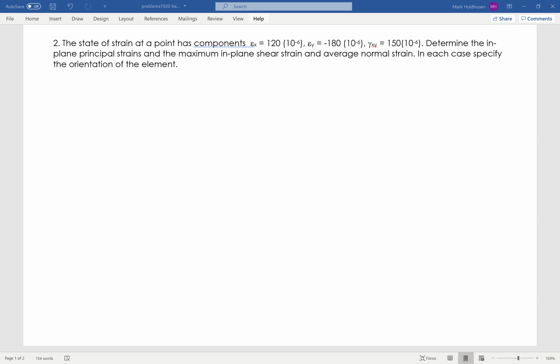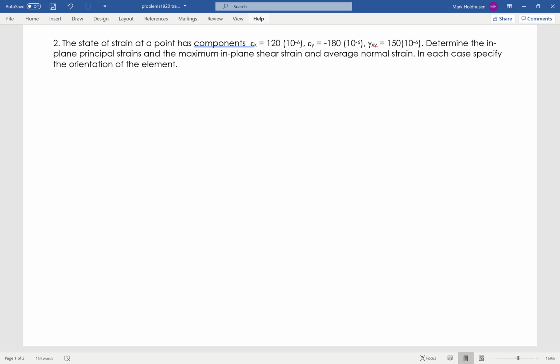Okay, I've got a state of strain now, and I can do transformations with strain very similar to how I do them with stress. There's just a simple factor of 2 that shows up in the shear strain. Now, in this problem, we've got the state of strain, and we're trying to find the maximum, which again is what generally we're trying to find.